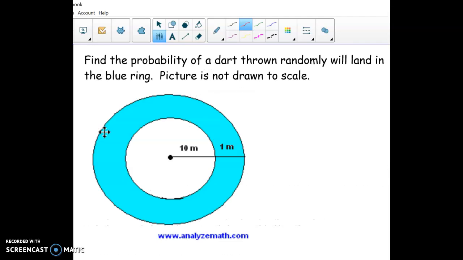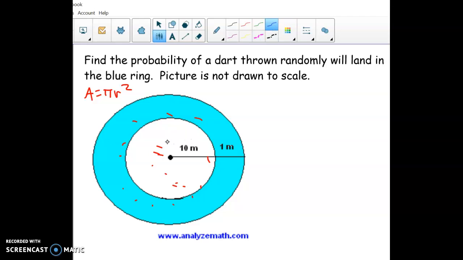Okay, so we're throwing a dart randomly, and we want to land it in the blue ring. Okay, and it's not drawn to scale. So some hints here, remember, area is pi r squared. Okay, and then I'm going to let you pause and try everything you can on this before continuing.